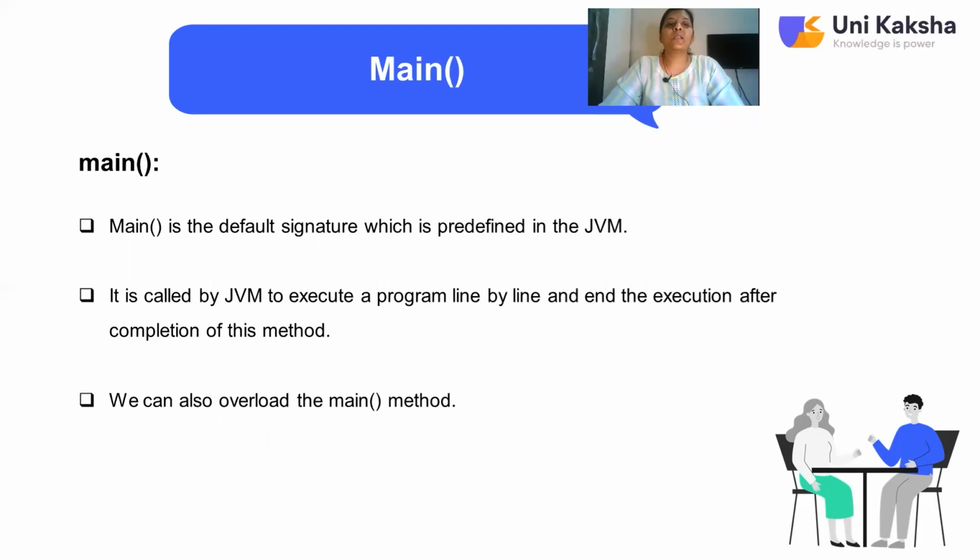Then next is main. Main is considered a default signature, which is already defined in your JVM file. So if you want to make changes to this name, then you must make changes in the JVM. Whenever you are going to execute the program, JVM is going to search for the main method in the given syntax only. And only if it is found there, the program will be executed further.